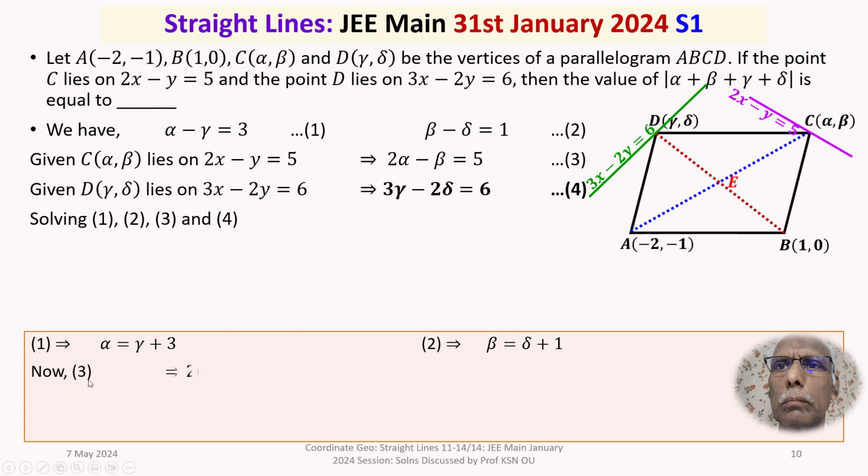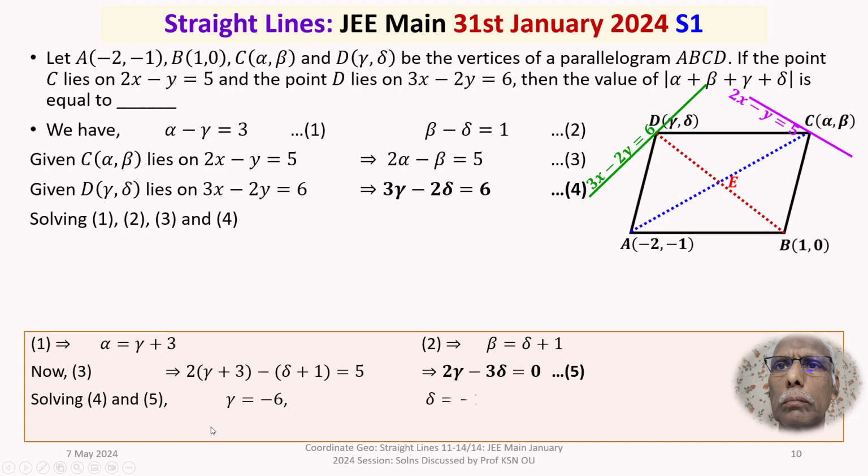So, then 3 will imply 2 times alpha, 2 times gamma plus 3 minus beta, minus in brackets delta plus 1, is equal to 5. Simplifying, you will get 2 gamma minus 3 delta is equal to 0. Agreed. Call this as the relation 5. So, now fourth equation and fifth equation are two equations in two unknowns, gamma, delta. So two equations, two unknowns, we can very easily solve. So solving 4 and 5, we'll get gamma is equal to minus 6 and delta is equal to minus 12.